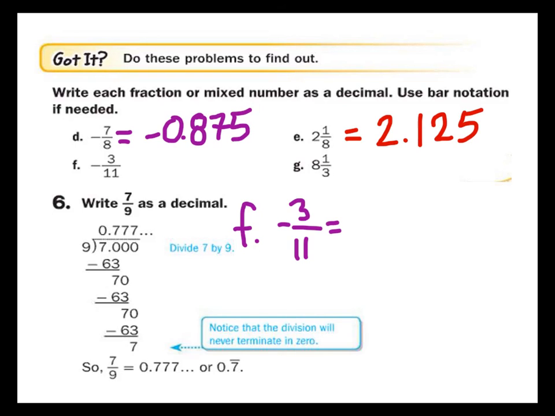Now here's the thing with F. How many of you did F on your calculator? Good, that's the easiest way, right? And what did you guys get? It's negative 0.27, 27, 27, 27. Okay, well there's more, but I can't fit it on.